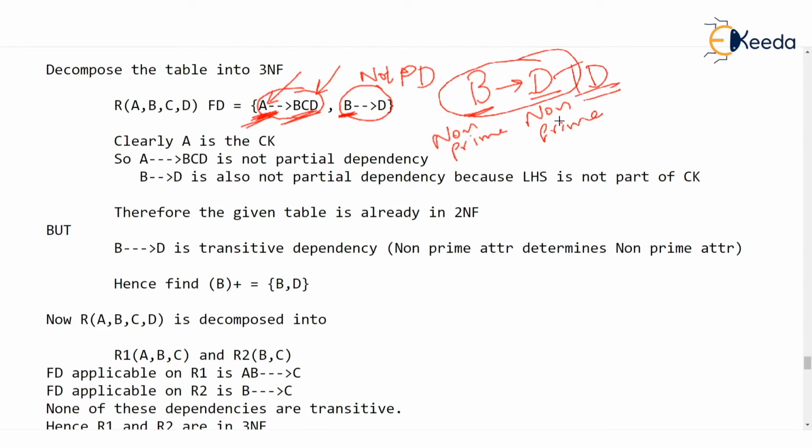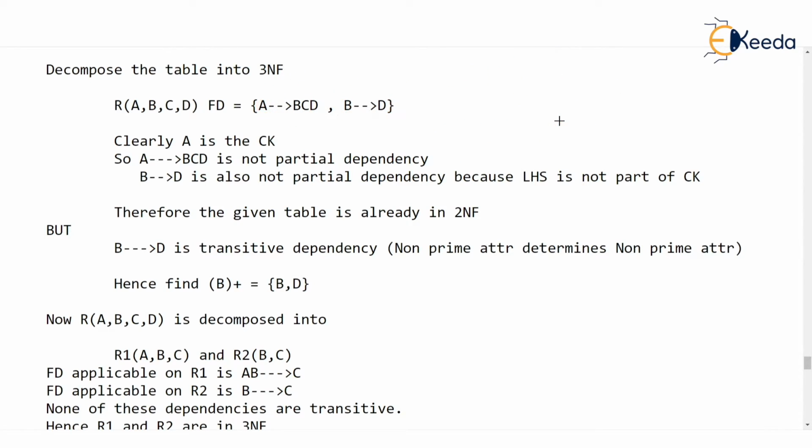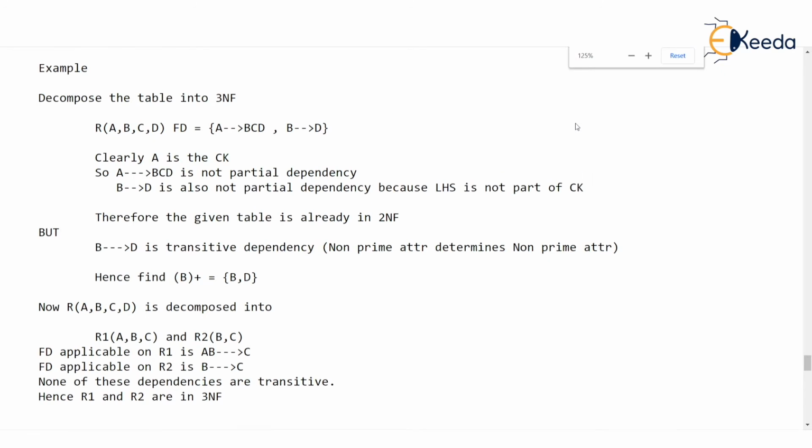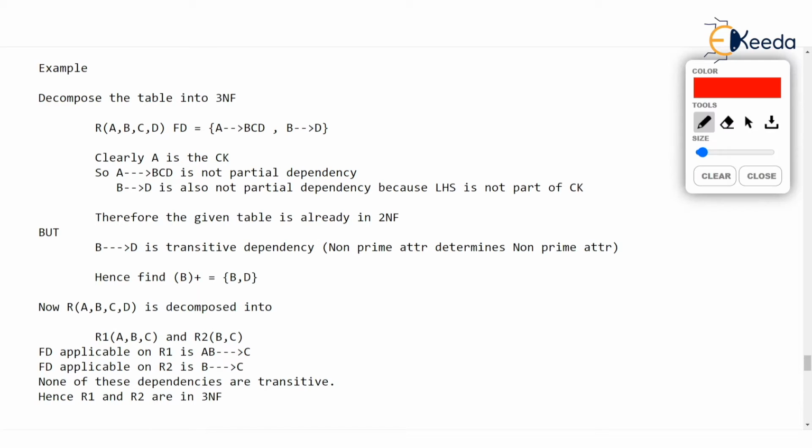So does the table have any partial dependency? No, the table absolutely does not have any partial dependency. That means the table is already in 2NF. But here comes the word but. B determines D is transitive. A non-prime attribute determines a non-prime attribute. So we have to remove this. We don't need this transitive dependency.